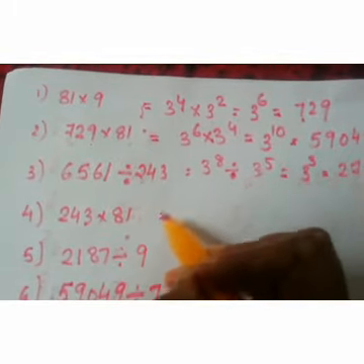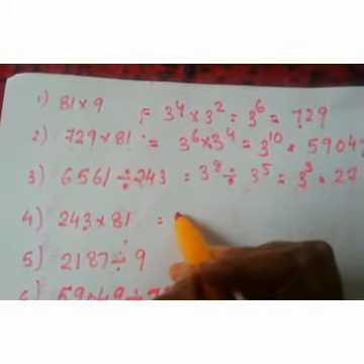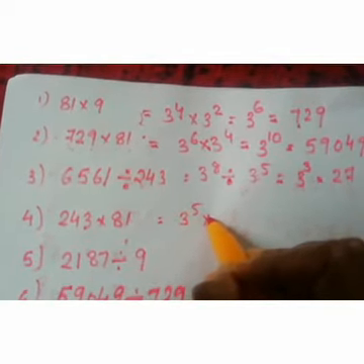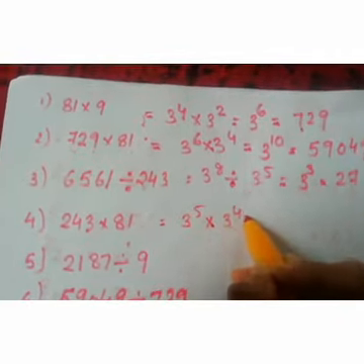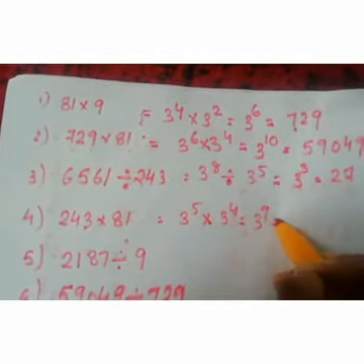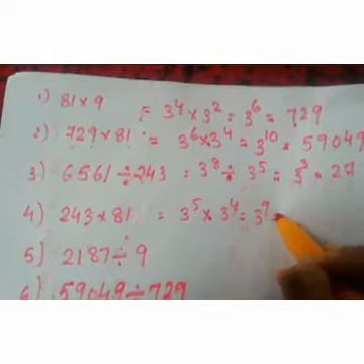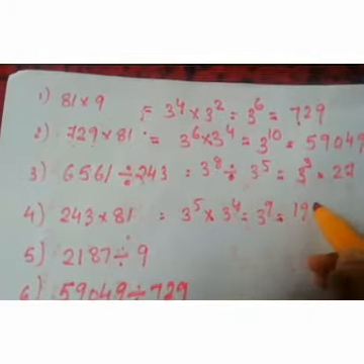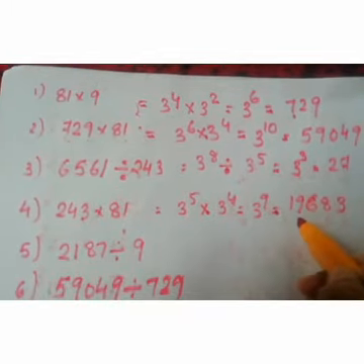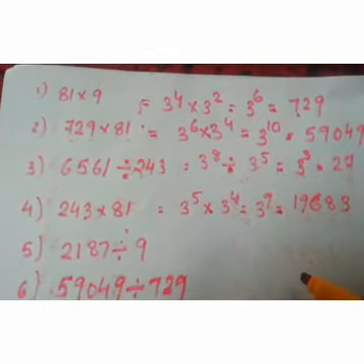Next, 243 into 81. 243 is 3 raised to 5 and 81 is 3 raised to 4. 3 raised to 5 plus 4 is 9. Overall, 3 raised to 9. 3 raised to 9, the answer is 19,683.